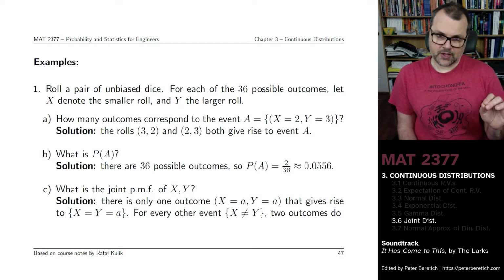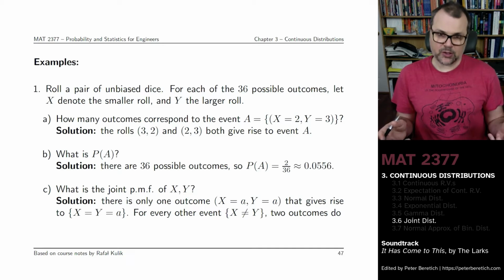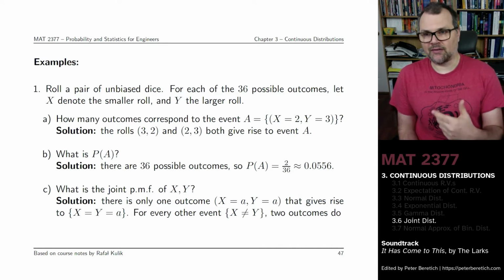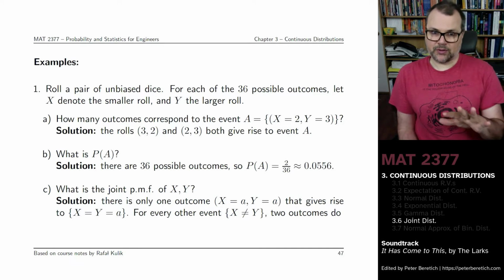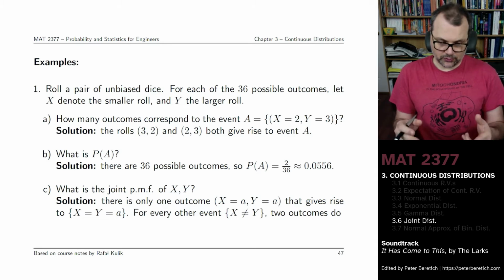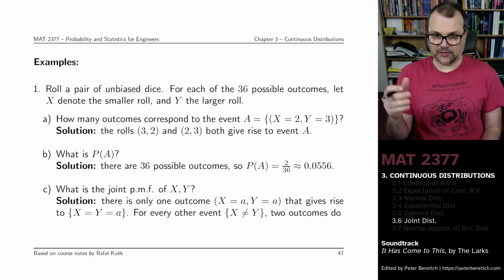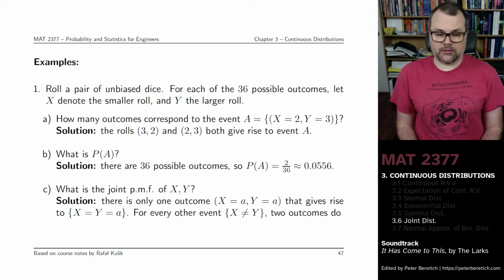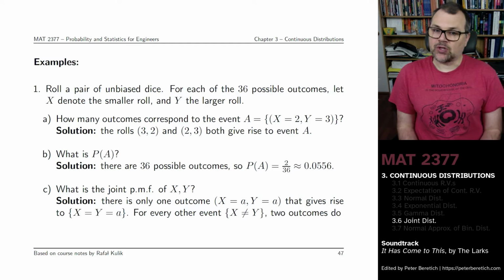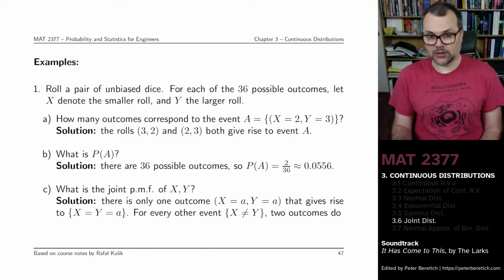If you roll the same value for both dice, then you're going to be in the situation where X and Y have the same value. You roll 2 2s, X is 2 and Y is 2. So there's 6 different outcomes where X and Y are exactly the same. You roll 2 1s, 2 2s, 2 3s, 2 4s, 2 5s, and 2 6s. For any other combination of rolls, X will not be the same as Y. The lowest roll will be smaller than the largest roll.